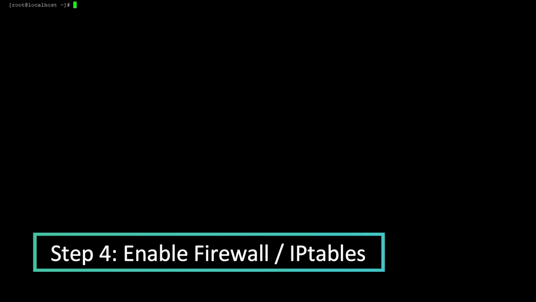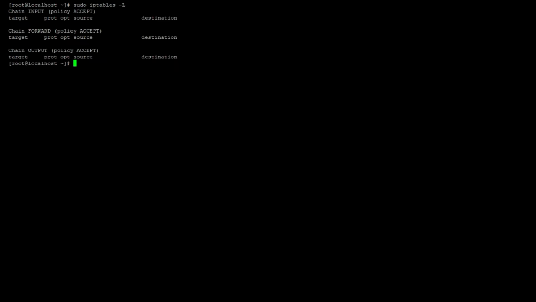Okay, the next step is to enable firewall and iptables. On CentOS and other Red Hat variants, iptables often comes with some pre-configured rules. You can check the current iptables rules using the following command. This will print out a list of 3 chains: input, forward, and output. These chain names indicate which traffic the rules in which list will be applied to.